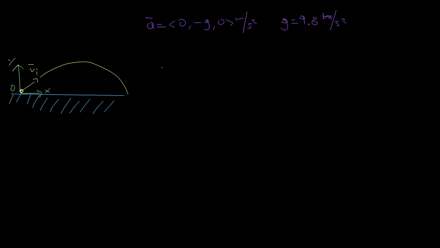Now, here we have motion in 2 dimensions, right? There is really no motion in the z direction. We're only moving at a constant z, meaning your x and y are going to change, but not the z component. Now, we have the acceleration, and we also have the initial velocity.